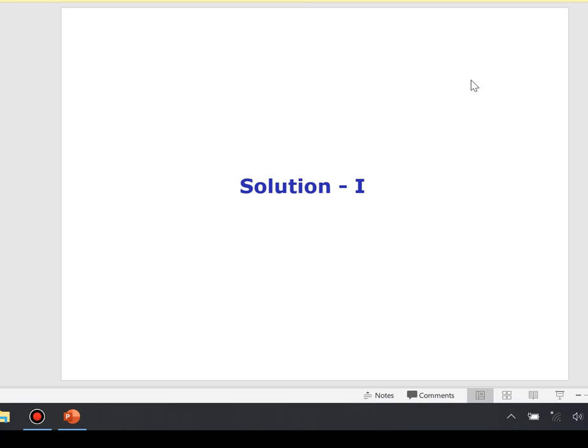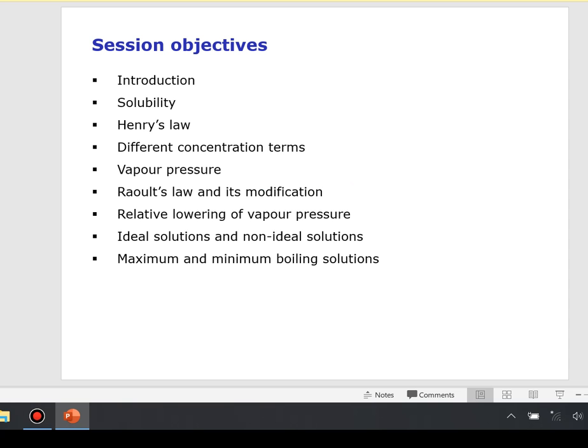Hello students, today I will discuss the chapter Solutions, first part. The topics which we will discuss in the chapter: first of all, introduction, solubility, Henry's law, and the various methods of expressing concentration, vapor pressure, Raoult's law, relative lowering of vapor pressure, ideal and non-ideal solutions, and maximum and minimum boiling solutions.